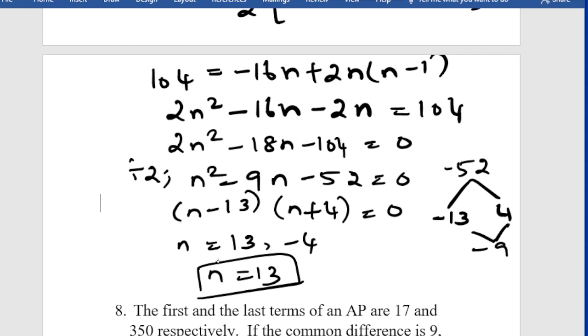We have two values for n. One is positive, another one is negative. This is the number of terms. So n equal to minus 4 is not admissible. So we take n is equal to 13.